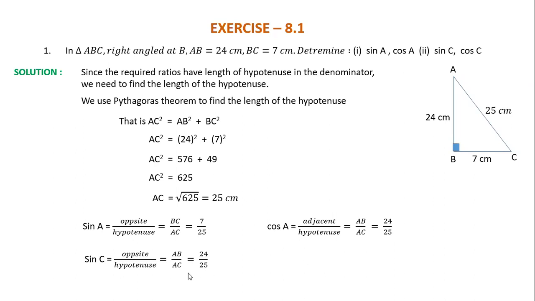Next, sine of angle C. Angle C is here, opposite is this, and hypotenuse is 25. So AB upon AC, that is 24 upon 25. And cos of C is adjacent upon hypotenuse. The adjacent with respect to angle C is BC and AC is the hypotenuse. So 7 upon 25. Clear?